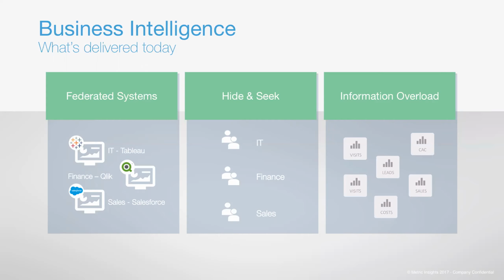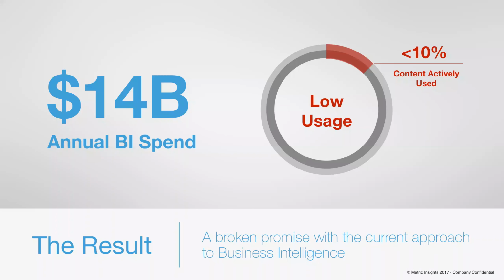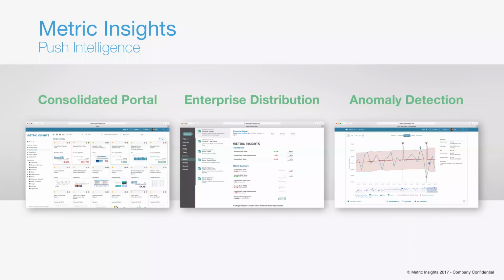And so what ends up happening is that 14 billion a year is spent on business intelligence in the US, but you only end up having about 10% of the content that you've built for your users actually being consumed. So the result is that BI delivers a broken promise. It's not complete. And that's where Metric Insights steps in.